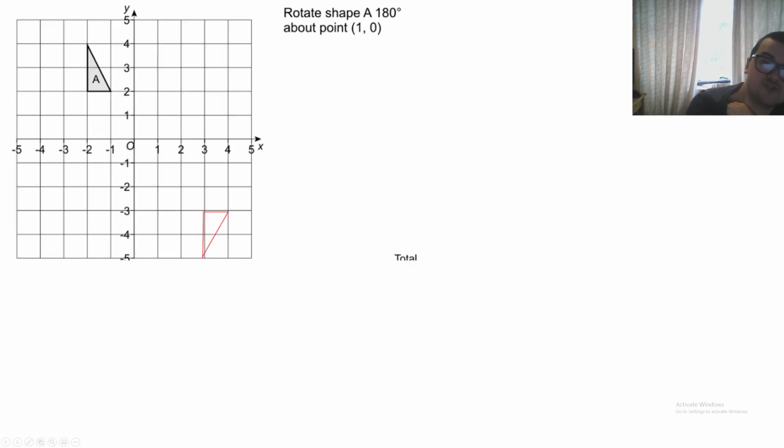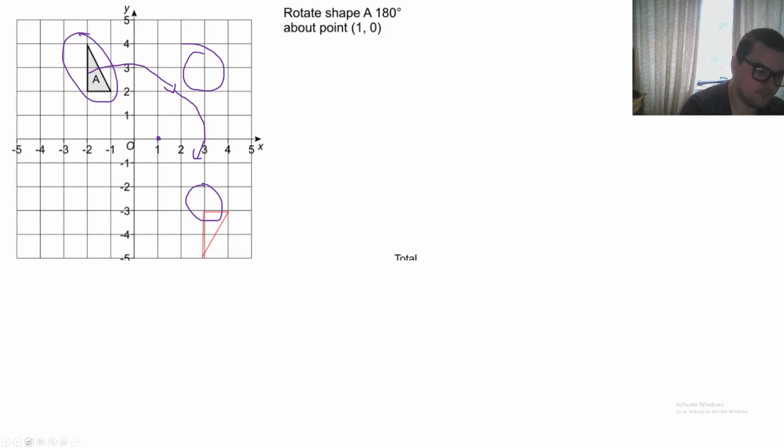Rotate shape A 180 degrees about point 10. So, firstly, let's indicate where our point is that we're rotating. 10 is here. 180 degrees. So, you're rotating it here, which is 90, and here, which is 180. We're going from this quadrant to this quadrant to this quadrant. So let me just rub that out so we can actually get some drawing done.